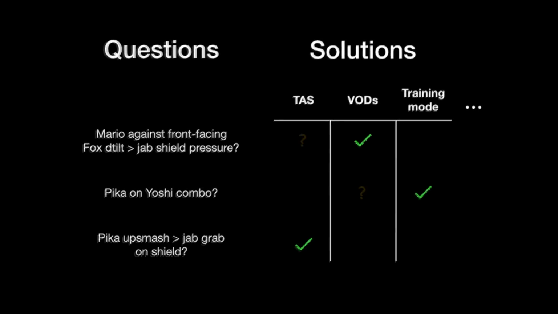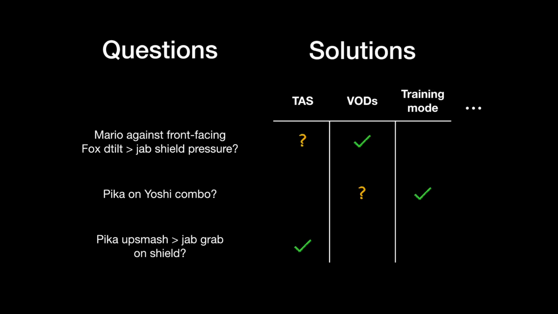And obviously there can be multiple solutions for a given problem. Maybe TAS is a nice way of dealing with the Mario shield pressure if we can't find a good VOD. And if we care about whether or not the combo is optimal as opposed to just real, then we should see what high-level players do in a similar situation.